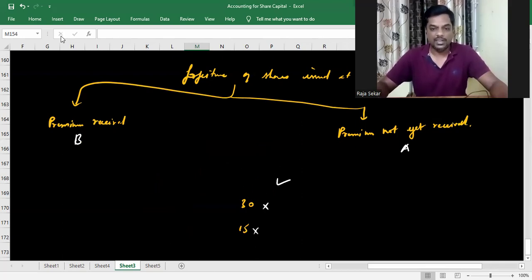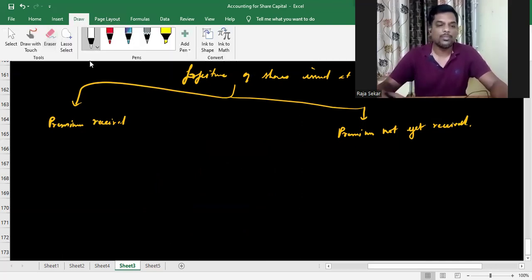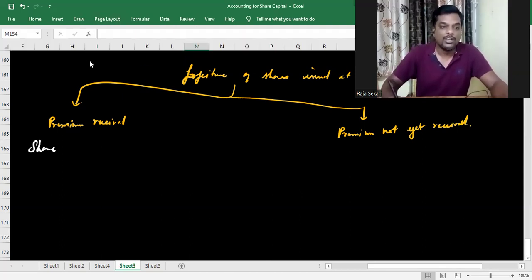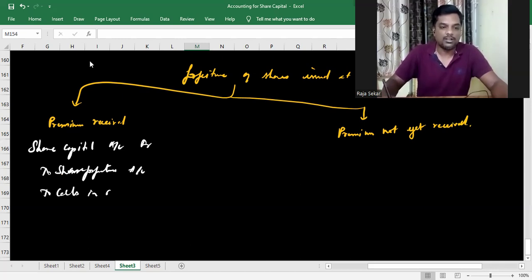Once premium has been received, you cannot touch it anymore, my dear children. That money belongs to the company and it can only be utilized for the purposes given in section number 52. So ignore that premium was even there in the first place when you're forfeiting. Share capital account will be debited. Share forfeiture account will be credited. Calls in arrears account will be credited.